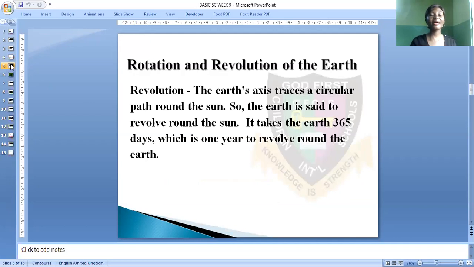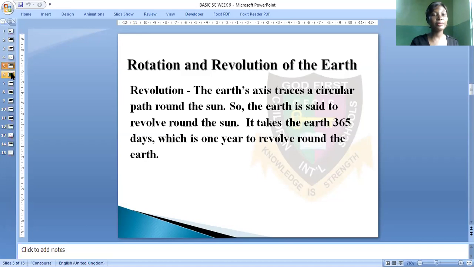Revolution. The Earth traces a circular path around the sun, and the Earth is said to revolve around the sun. It takes the Earth 365 days, which is equal to 1 year, to revolve around the Sun.